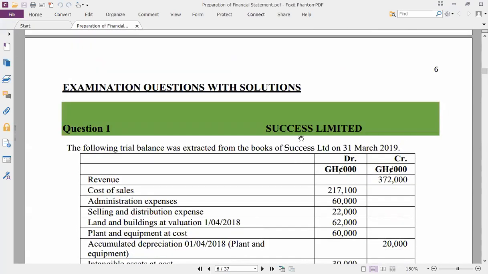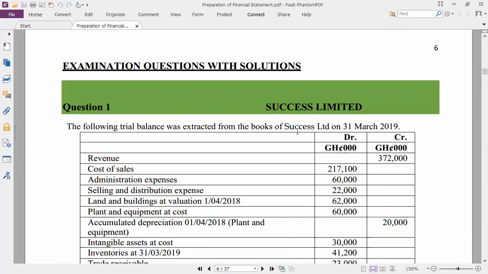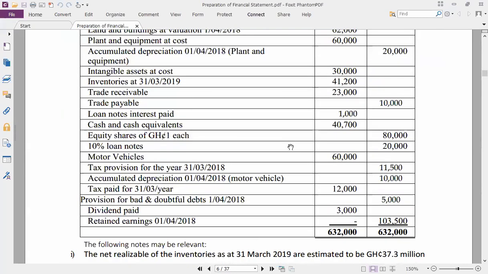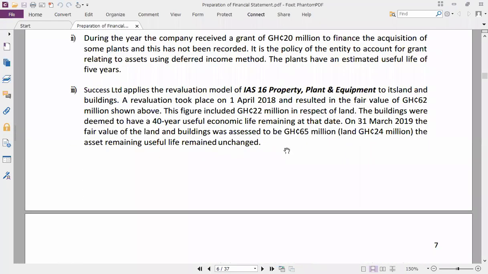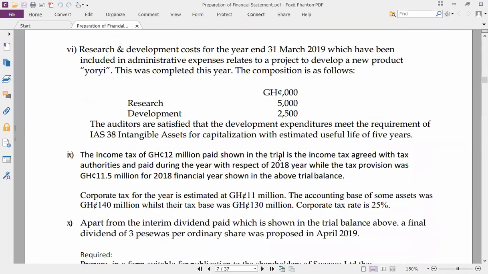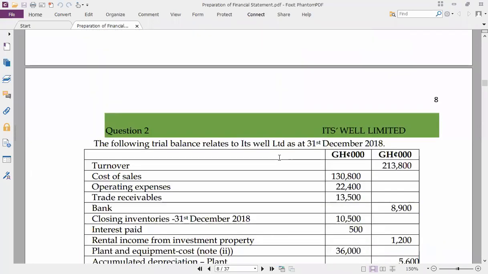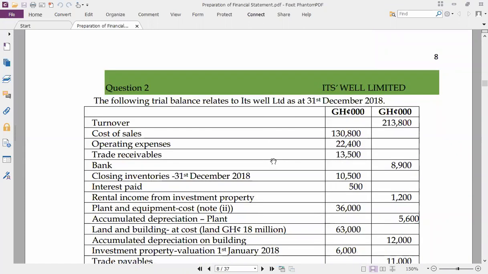Let's quickly go through the first question. First question, Success Limited. Let's look at it. I will solve it well.